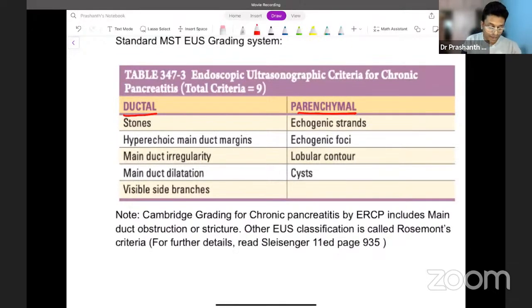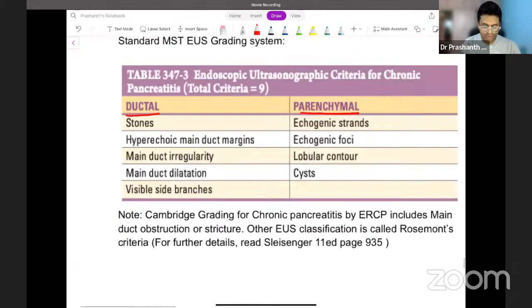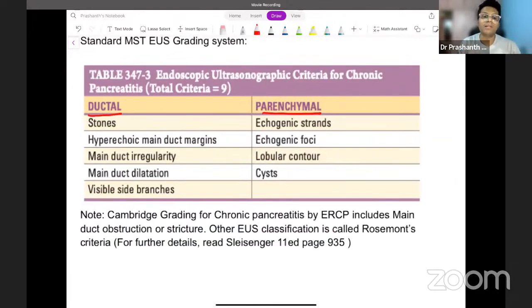In the same way, for parenchymal, you have some criteria: first is echogenic strands, echogenic foci, then some lobularity, and then cysts. Okay, so these are the four components, the variables in the criteria. These are simple ways to remember the different variables inside the criteria. The other classification, if you have time, you can go through is the Rosemont classification. You can go through page number 935 in Schlesinger.